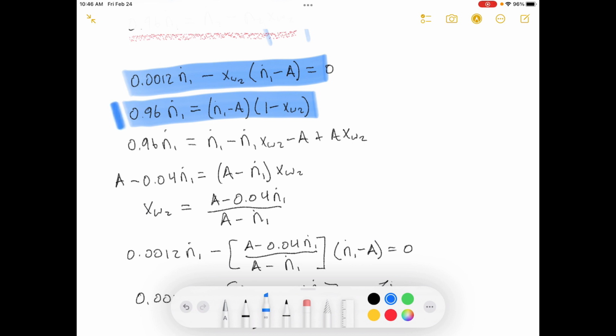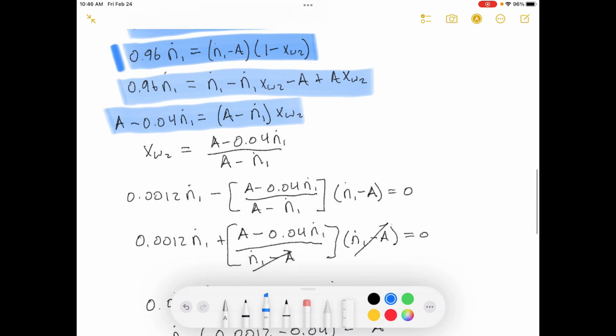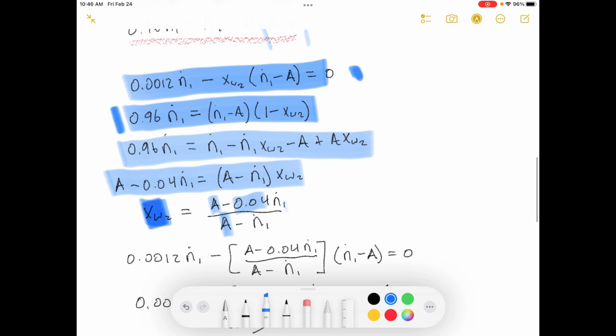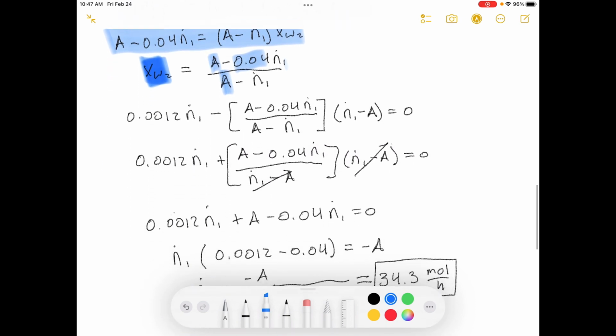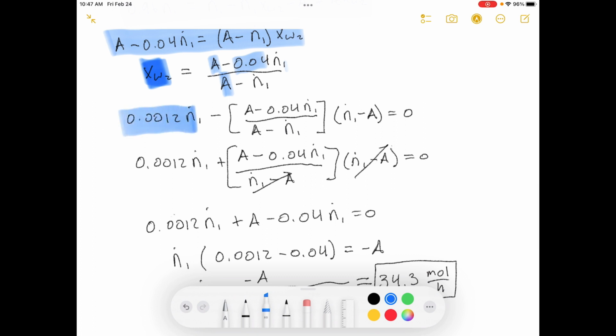Starting with this equation, I start crunching the numbers and moving terms around until I get something that says xw2 equals something in N1. So all of these are known, but we need to solve for N1. So now we substitute xw2 into this equation and we solve for N1. You guys should be familiar with this.